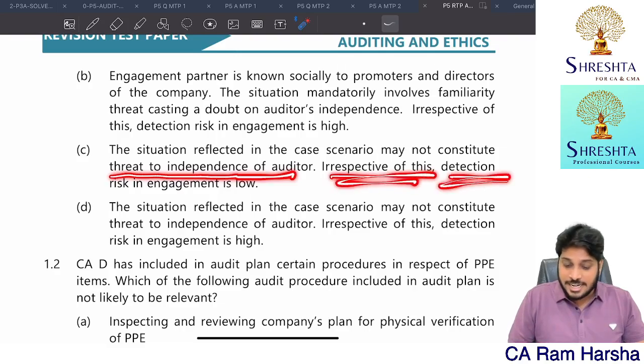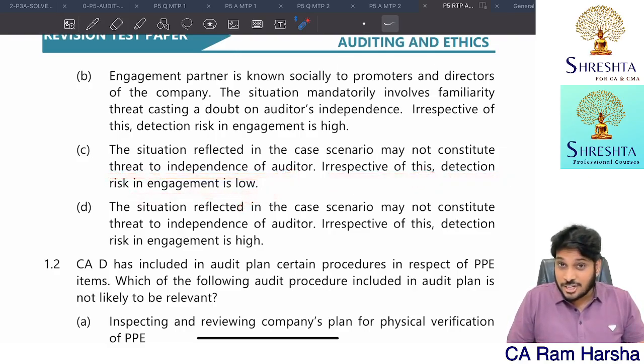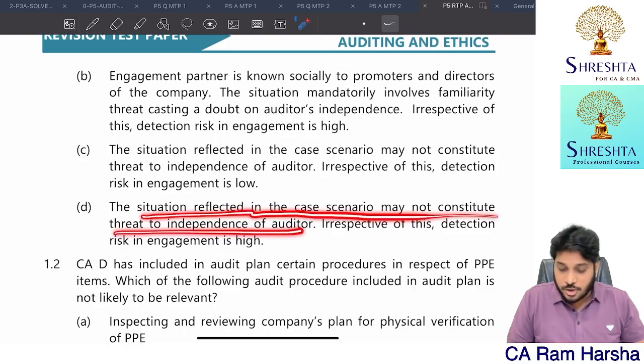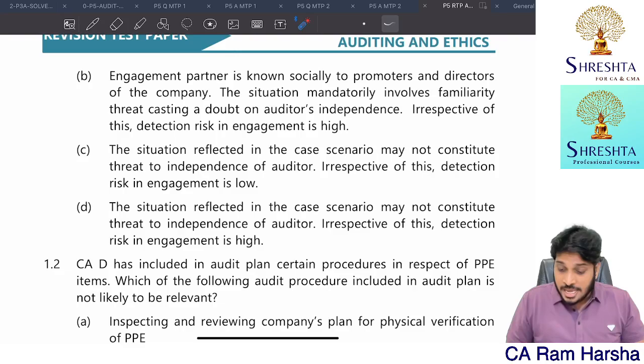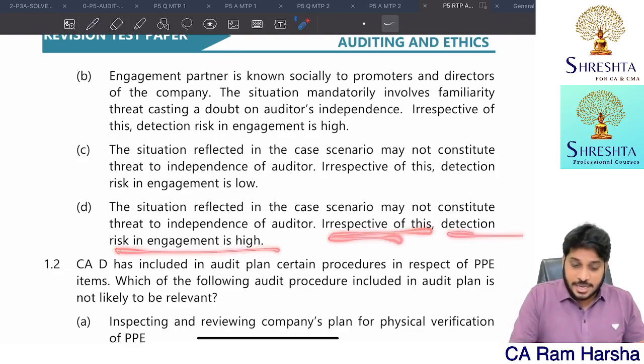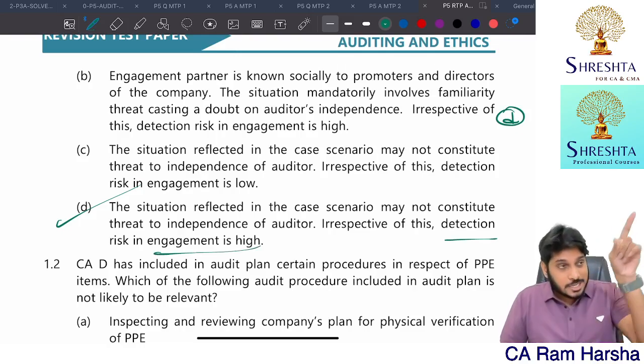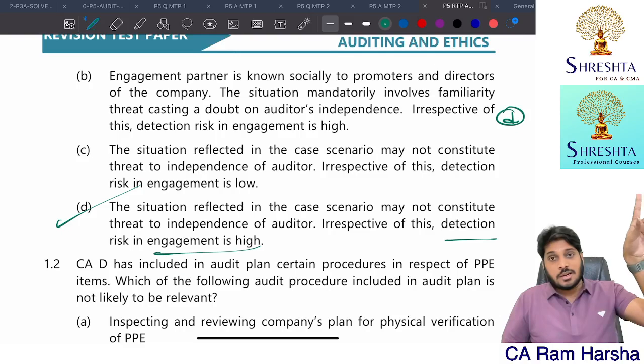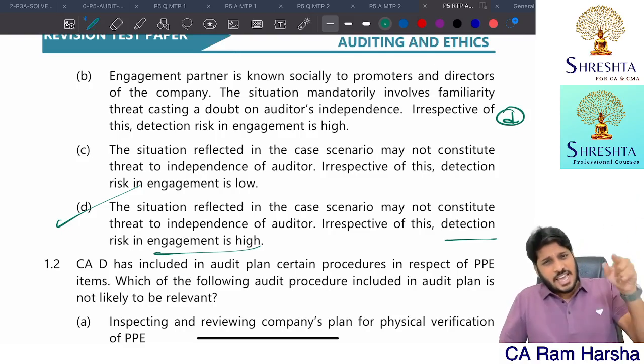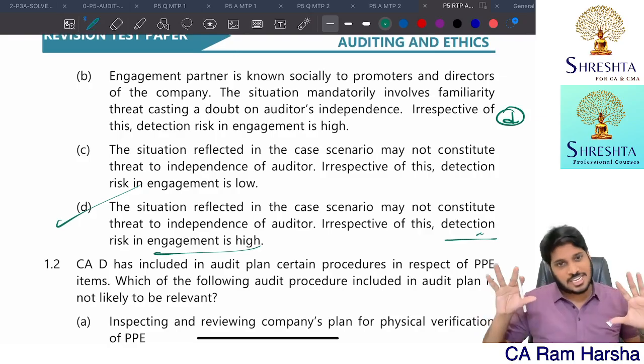Irrespective of this, detection risk is low. Detection risk is higher. Audit risk is higher. Gross profit ratio is significantly high. The situation reflected in this case scenario may not constitute a threat to the auditor. Yes, there is no threat to auditor independence. Irrespective of this, detection risk for this engagement is high. For this engagement, detection risk is high because turnover has doubled. Gross profit ratio has doubled. So there is a high audit risk. Instead of saying high audit risk, they are saying high detection risk. That's the only difference.